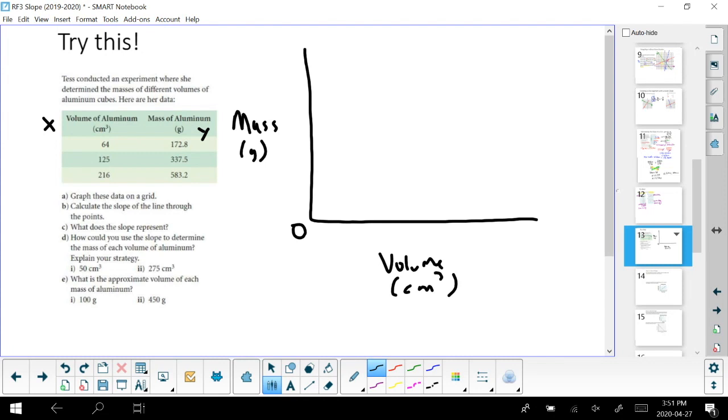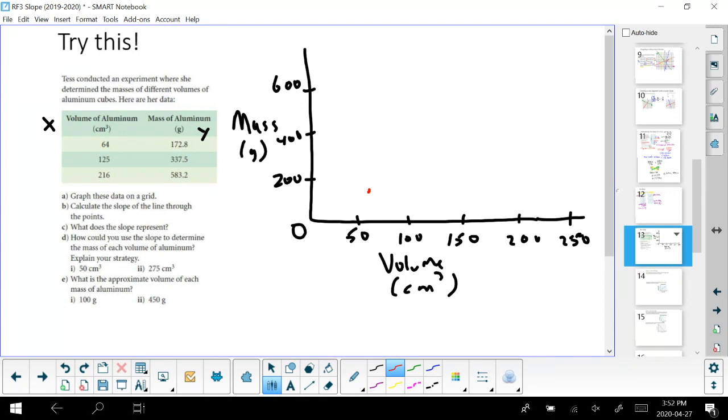Let's go ahead and set up a scale along the x-axis, something reasonable, let's say 50. So we'll go up by 50 here. And then along the side, let's go up by, let's say, roughly 200. All right, so our first point says that we have 64 cubic centimeters of aluminum for every 172.8 grams. So roughly about here is where our first data point would be. Our second one, we're at 125, 337.